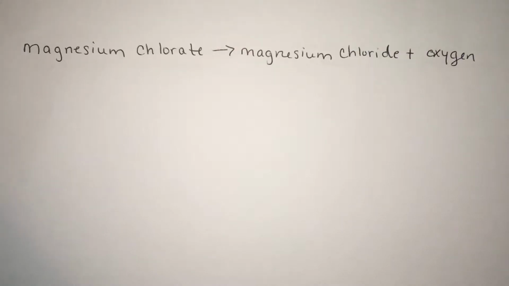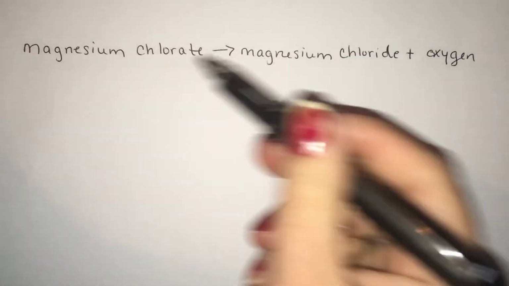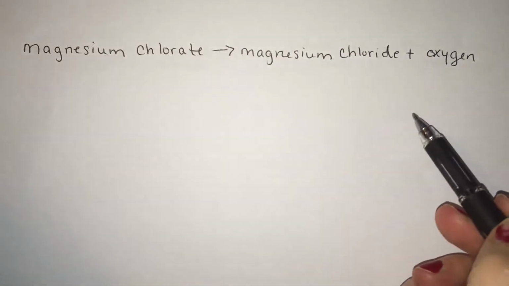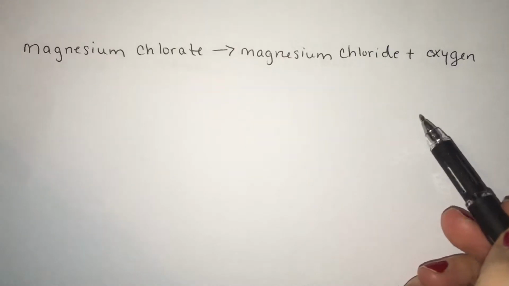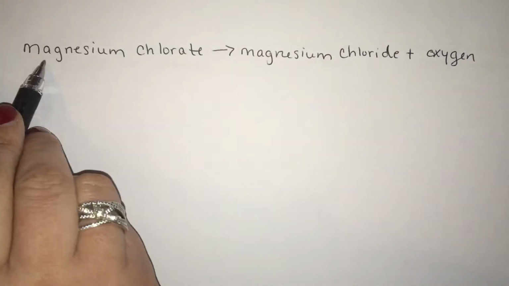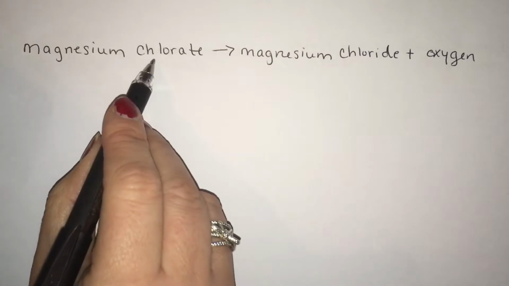Okay, so today we are just going to do the two practice problems for the third lesson, the putting it all together. Basically, we're going to be given a word equation, and then we're going to transfer it to a formula equation, and then we'll balance it. So that's all we're doing today. We're going to do two examples. So let's get started.